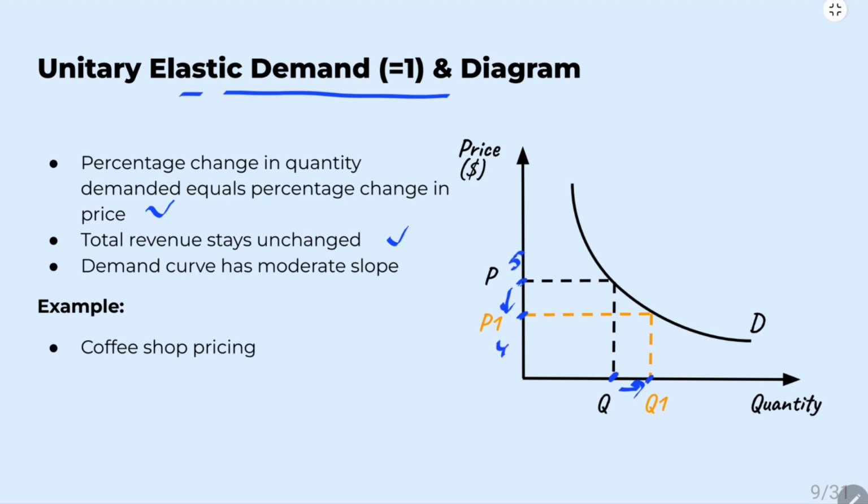$4.50, which is a 10% decrease in price. As a result, quantity demanded increases from 100 cups to 110 cups, which is also a 10% increase. Because both percentage changes are equal, price elasticity of demand equals 1. This means demand is unitary elastic and total revenue stays the same overall.